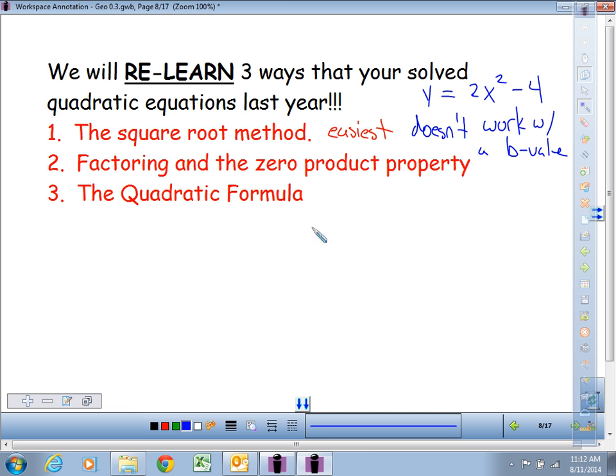Then we're going to talk about factoring, and when we solve by factoring, we're also going to talk about the zero product property. Very, very simple concept when we get there. Factoring would be the harder part. Zero product property sounds complicated, but it's not.